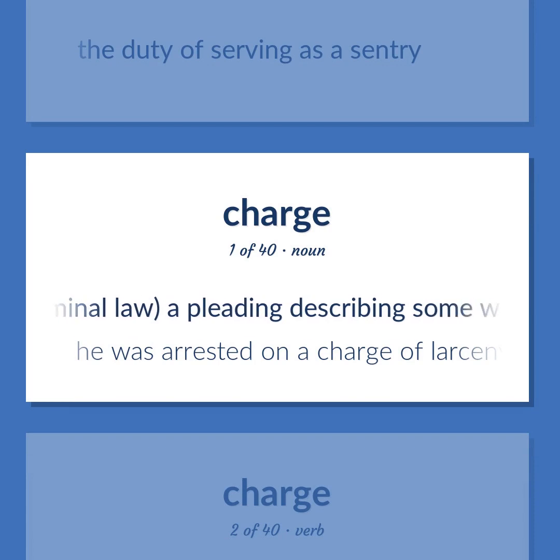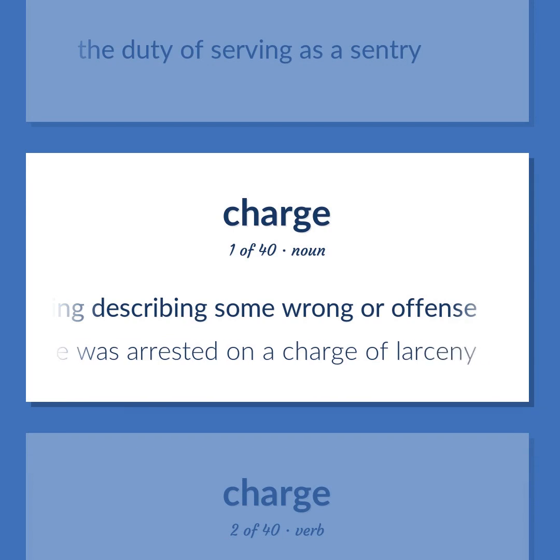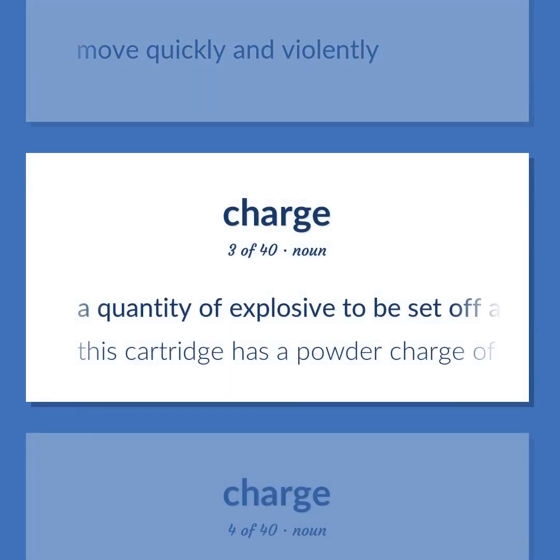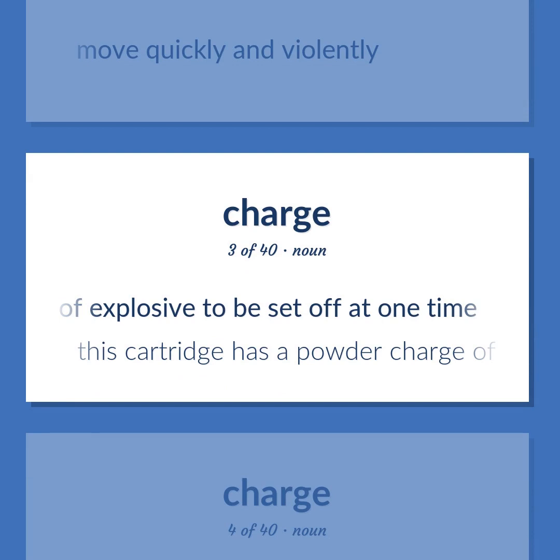Criminal law. A pleading describing some wrong or offense. He was arrested on a charge of larceny. Move quickly and violently. A quantity of explosive to be set off at one time. This cartridge has a powder charge of 50 grains.